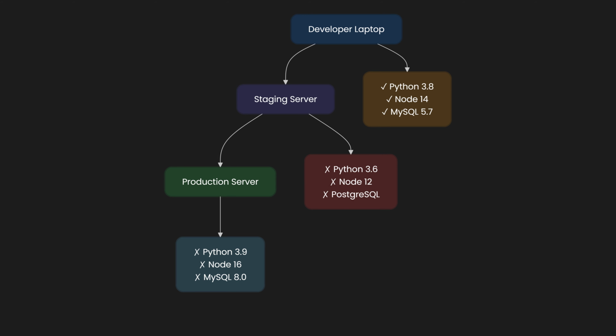A major pain point in software development is inconsistent environments. What works on a developer's machine often fails in staging or production due to different tools, versions, or configurations. This causes bugs, delays, and frustration, especially when every environment is manually set up.